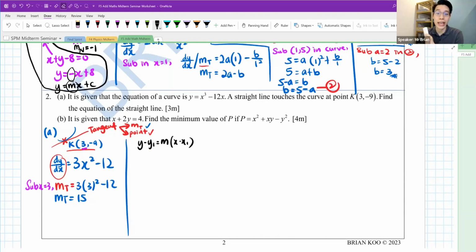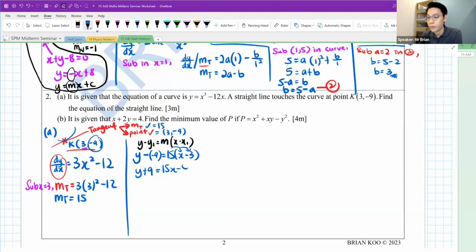You want to use y equals mx plus c also can. But you can use this. You can say y minus the y coordinate equals the gradient, which is 15, times x minus the x coordinate, the coordinate is 3, -9. So you get y plus 9 equals 15 times x minus 3. Move the 9 over there, minus 45 and minus 9. There you have it. This is the equation of your tangent.